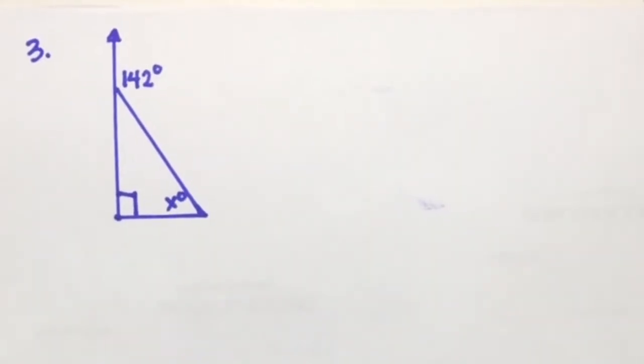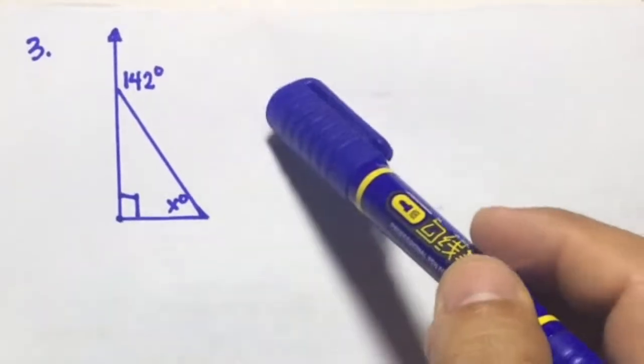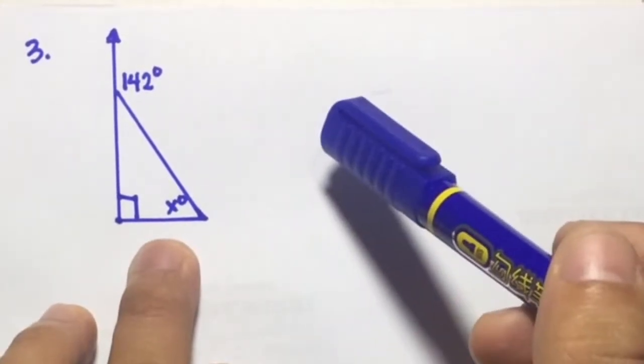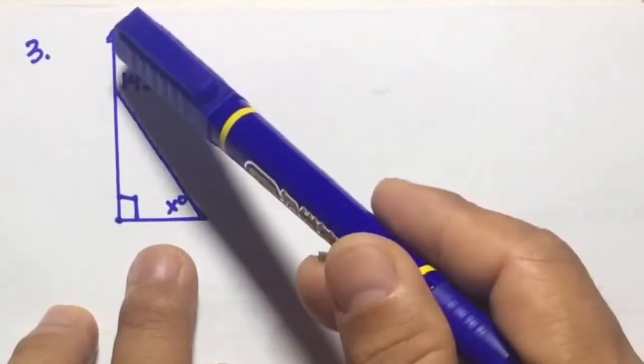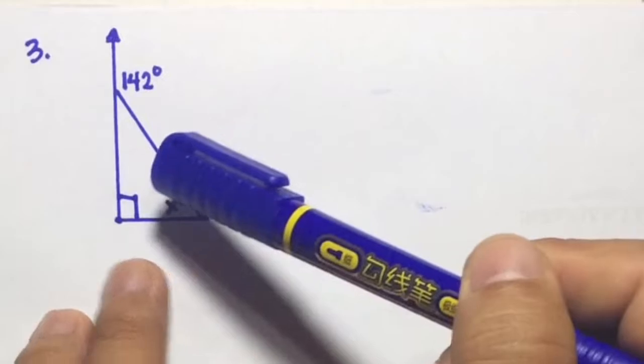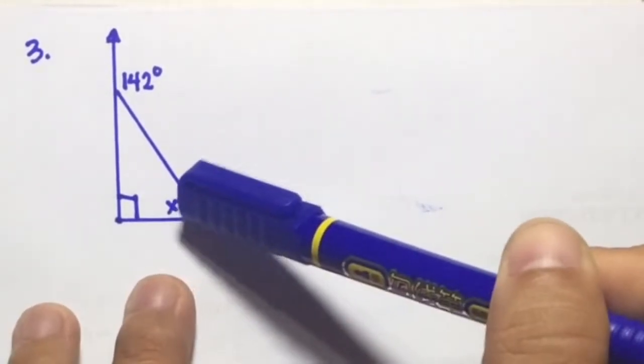Let's have example number 3. For number 3, we have just an illustration, and we're going to find the value of x. The exterior angle here is 142 degrees. Its two remote interior angles are 90 degrees, and the other one is x.